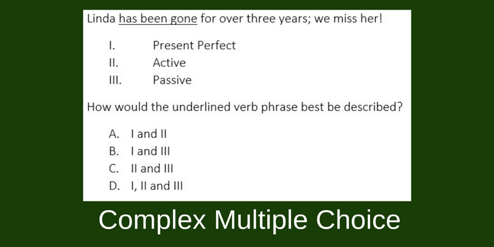Complex multiple choice. In this case, you give them a stem. You give them various options. In this case, we're looking at an underlined verb phrase, and then we have to determine what is the tense and what is the mood. You give them choices, and then your actual choices, your A, B, C, D choices, are a combination of these. So in this case, has been gone. Obviously, that's present perfect. That should have another tense in here just to be on the safe side. But it's also, is it active or is it passive? In this case, it's passive, so the answer is B.